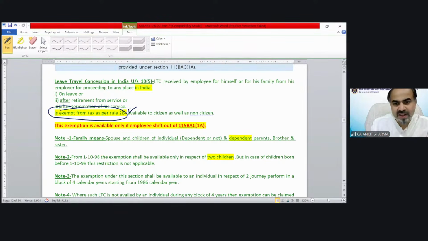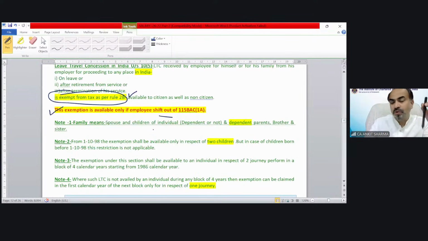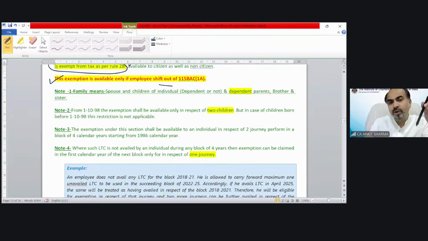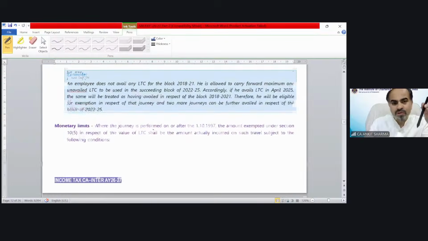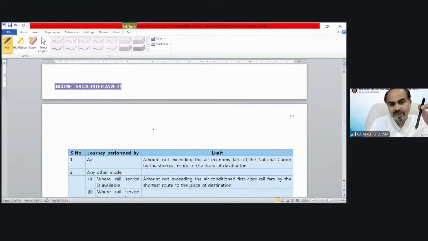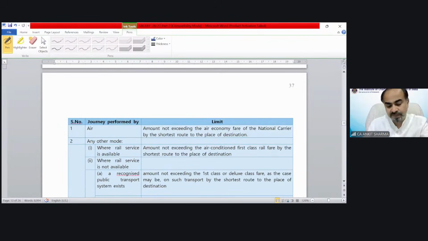So first of all, we are discussing rule number 2B. You can see that this exemption is available only if the employee has shifted out of section 115BAC. That means he is in the optional tax regime. Now, we are skipping note number 1, 2, 3, 4. We will discuss notes 1, 2, 3, 4 after the rule number 2B provision. So what is rule number 2B? That is what we are going to discuss first, and then we will move on to notes 1, 2, 3, 4.